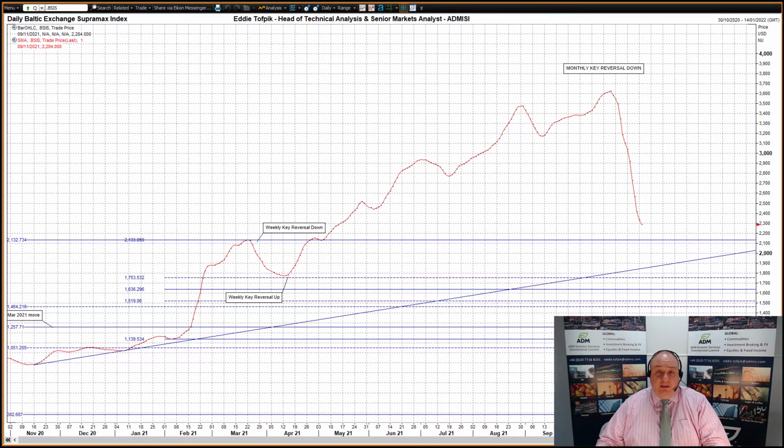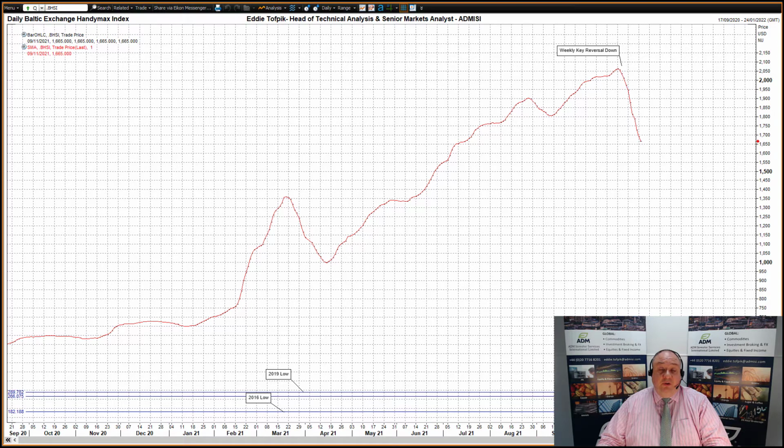In the Baltic Supramax index, we had a more ominous pattern, a monthly key reversal down. At the time of my previous commentary, the market had dropped about 19.5%. Well, as of last night's close of business, prices had dropped about 37%. Yes, 37%, in a period of about 3 weeks.